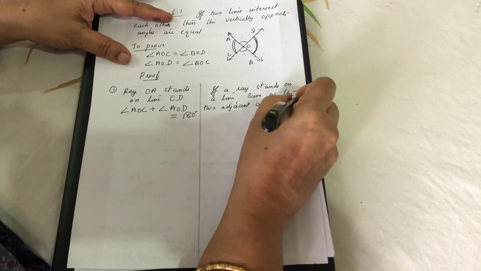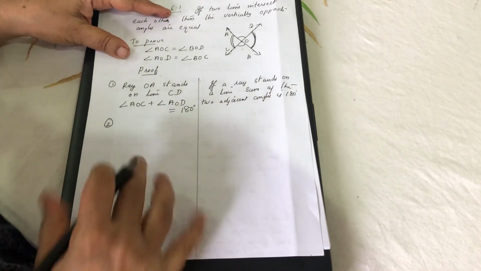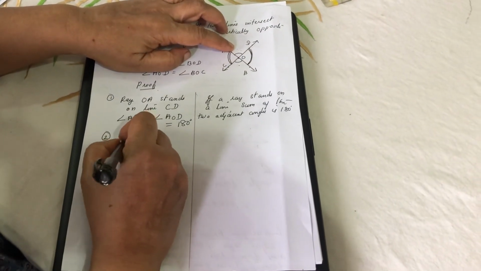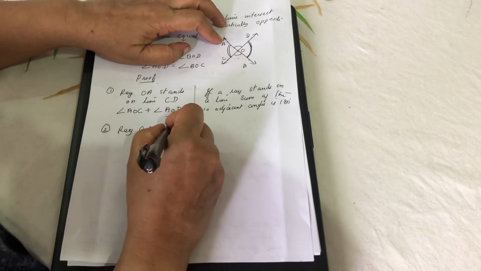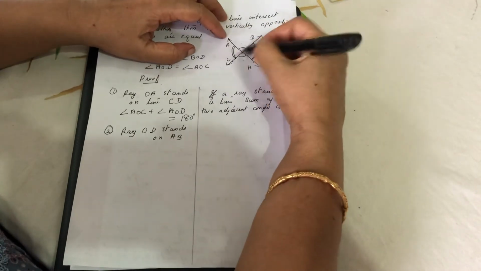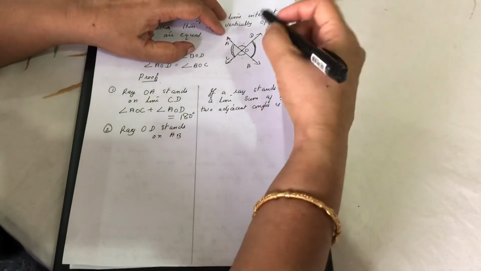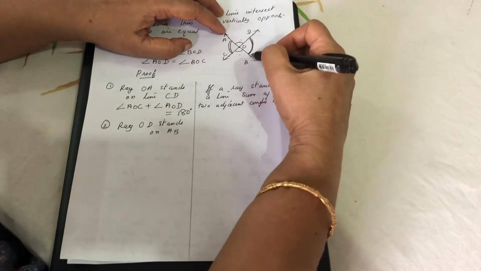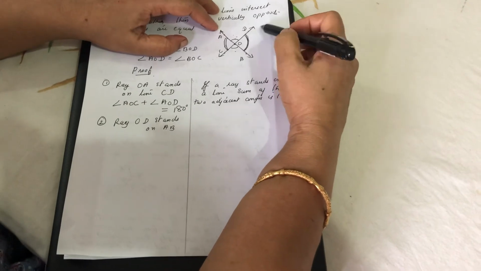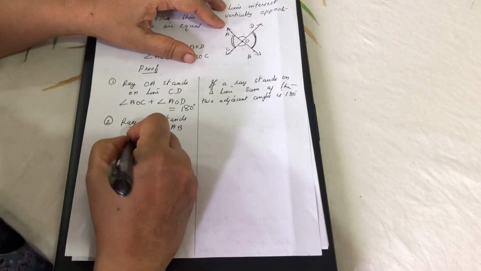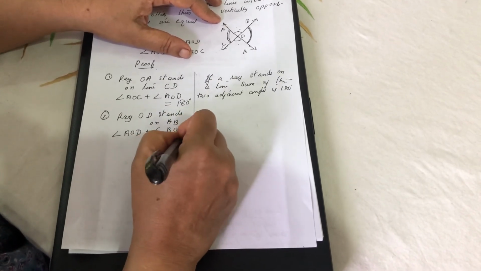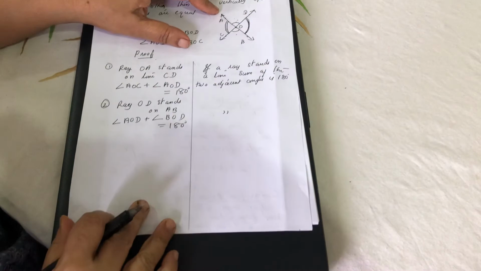And second, you take this ray OD. Ray OD stands on AB. Here we have taken OA stands on CD, sum of these two angles is 180. Now we are taking OD stands on AB, so you are getting two adjacent angles AOD and BOD. So angle AOD plus angle BOD equal to 180. The reason is the same as above.